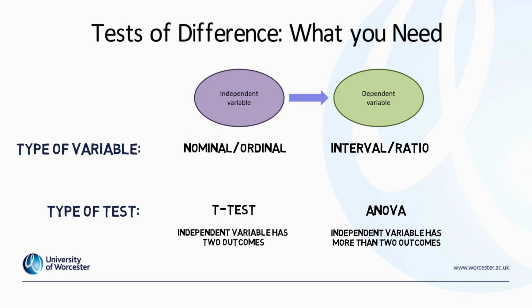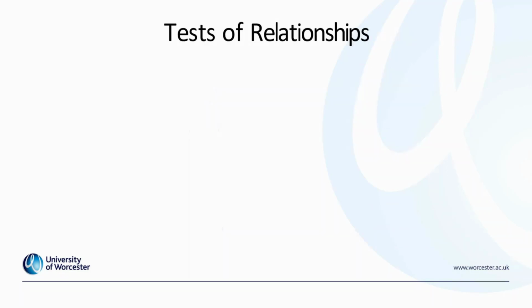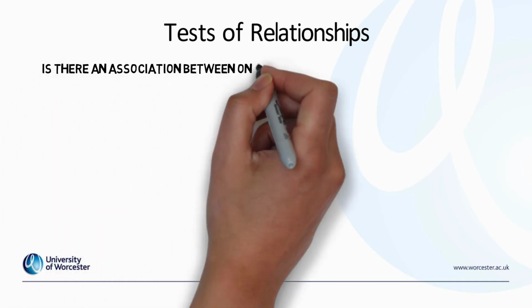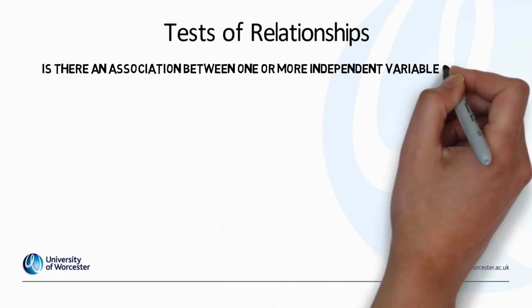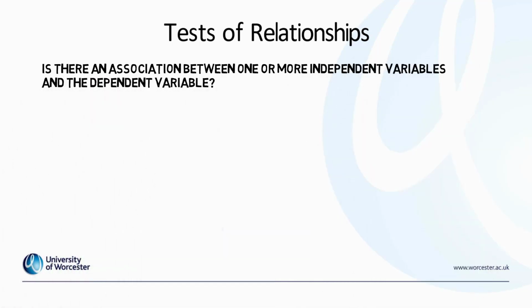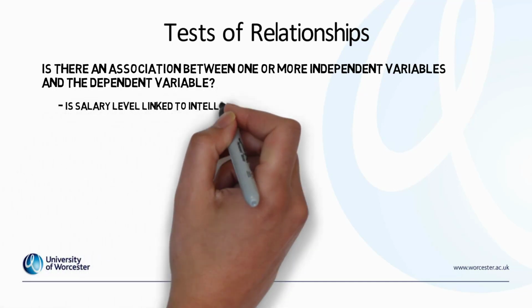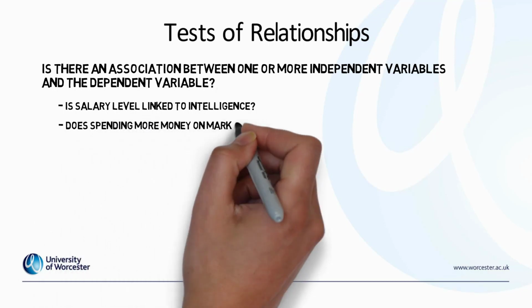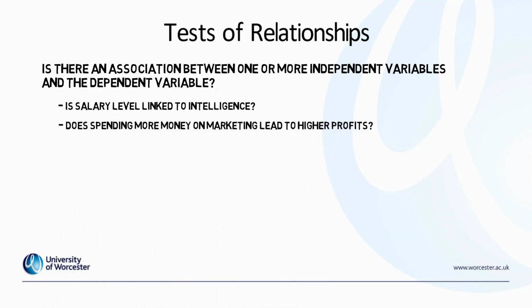There's more than two independent variable outcomes. We're now going to look at tests of relationships. Tests of relationships seek to find out if there is an association between one or more independent variables and the dependent variable. So for example, is salary linked to intelligence? Or does spending more money on marketing lead to higher profits?